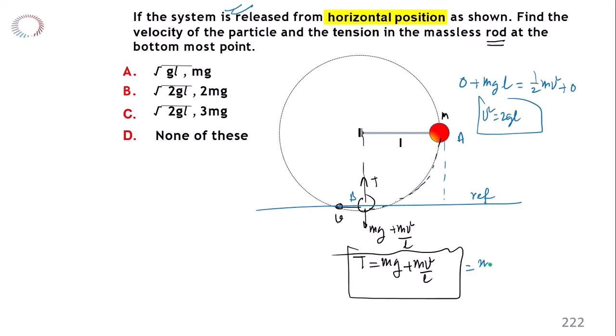So mg plus 2mg, that means 3mg. So 3mg will be the tension, and v should be equal to how much? Root 2gL. So these are the two answers: root 2gL and 3mg. So once the particle reaches the bottommost position, the tension is equal to 3mg and the velocity is equal to root 2gL.